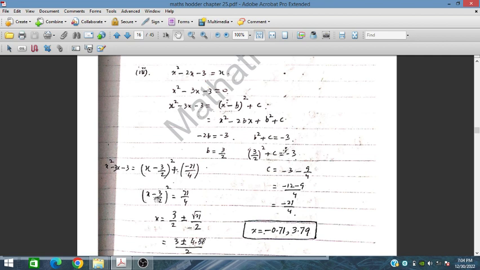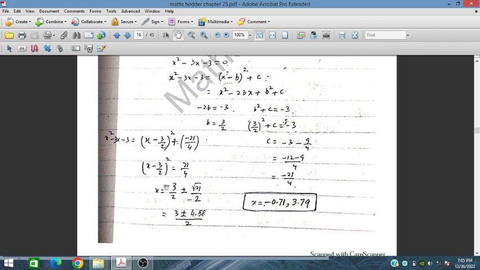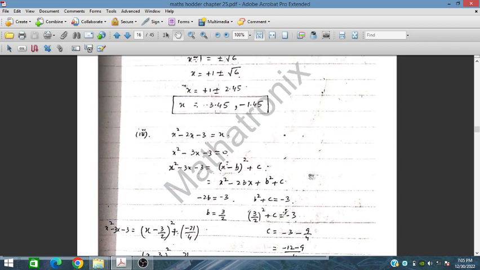So x minus 3 upon 2 whole square minus 21 upon 4 is equal to 0, so on the other side this is 21 upon 4, and from here we have x is equal to 3 upon 2 plus minus under root 21 upon 2. On one side plus and the other minus, and we have obtained these two solutions, 0.71 and 3.79, and that is available on the graph.